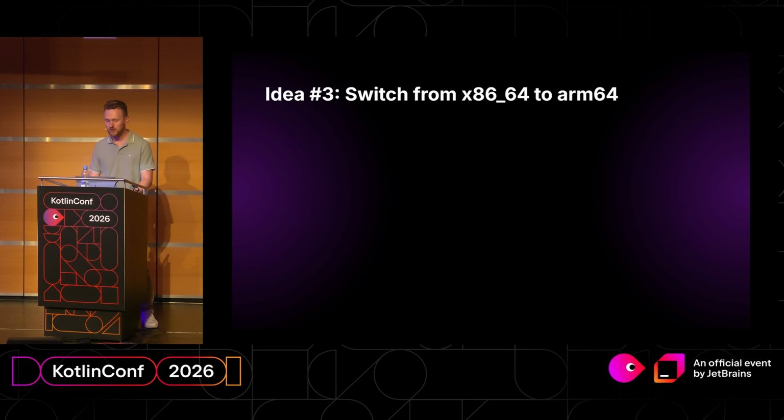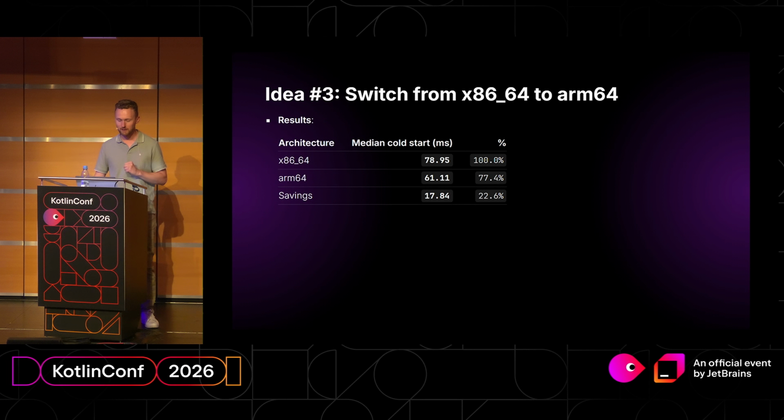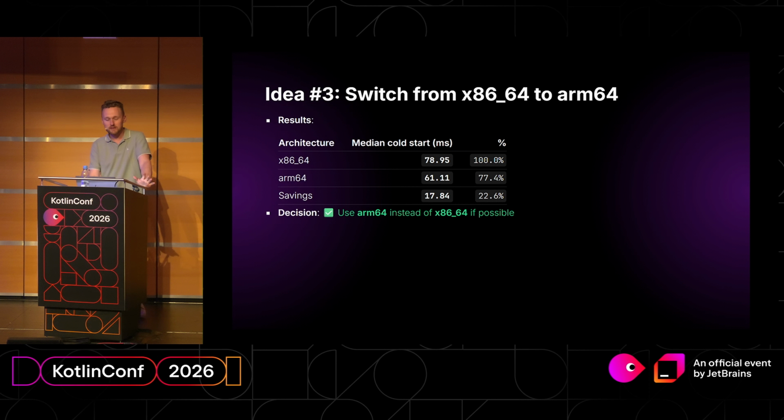Okay, I ran my benchmark script again. I braced myself for the worst, that there would be no difference. But this time, I actually saw some success. My baseline, my x86-64 invocation took, like I said, just under 79 milliseconds. And the ARM64 execution took a little over 61 milliseconds, which is a savings of about 23%. So that seemed like a pretty significant win.